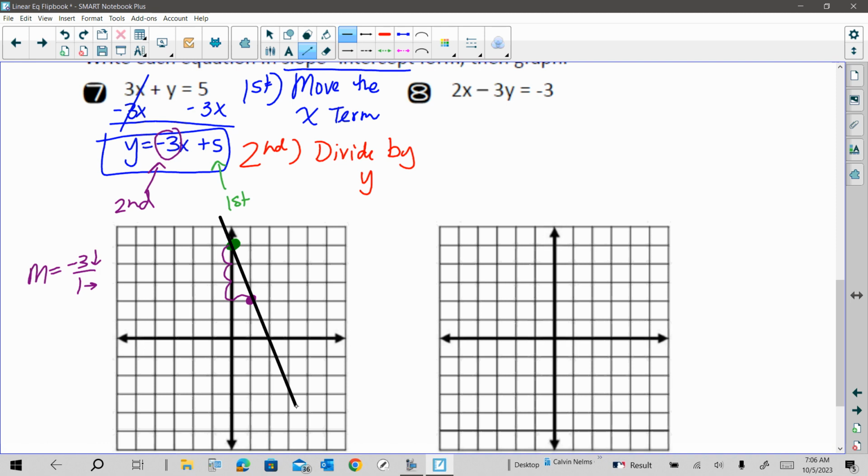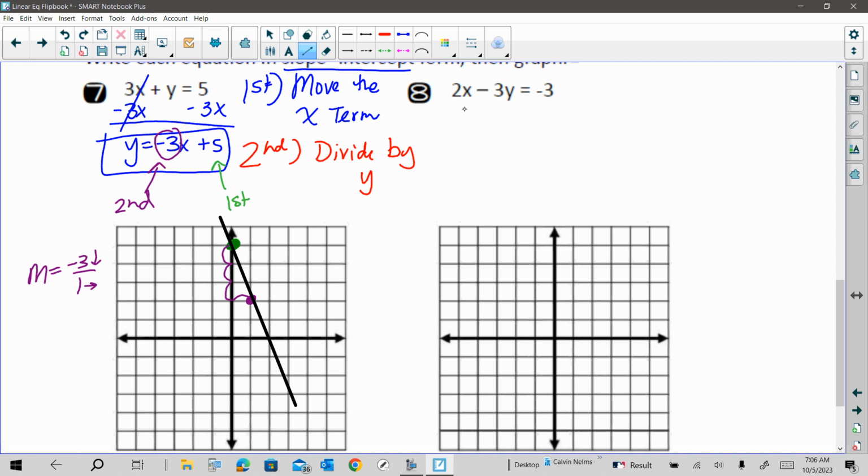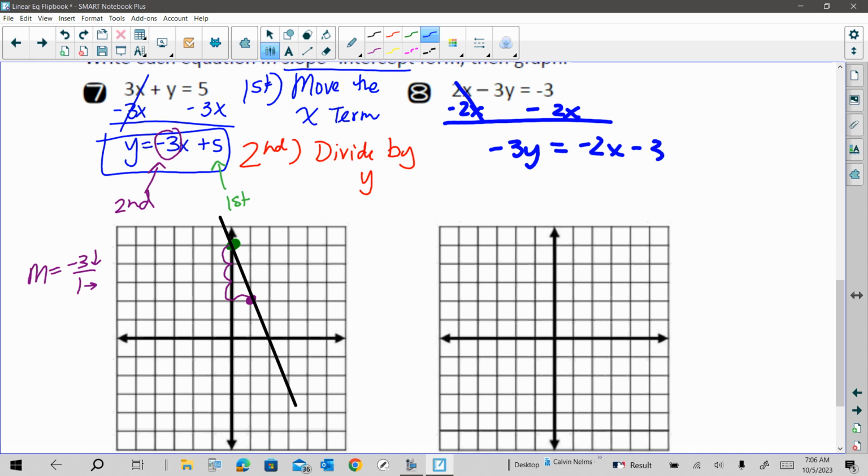Okay, so let's see if we can go through the steps on 8. Hopefully we're starting off -2x here. Alright, we moved the x. Watch your sign here. This is -3y equals -2x minus 3. Now we have a coefficient, a number in front of the y, so now we're dividing everything by that number, -3. Okay, that cancels that coefficient.